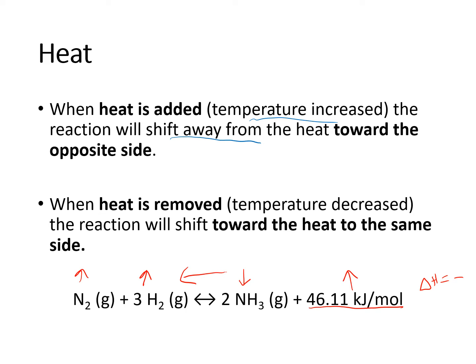If we decreased our amount of heat, so heat is removed, the reaction will shift towards that heat, to the same side. So we want to reform what we've used. In that case, we would have to use up our nitrogen and hydrogen and make more ammonia, and in that case, make more heat or energy to replace what we took away.